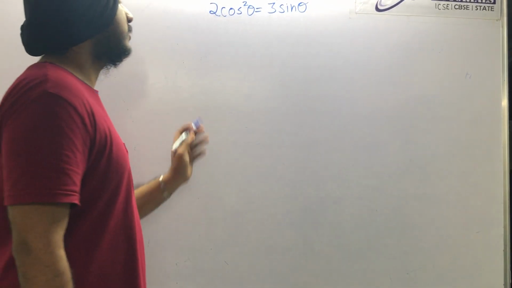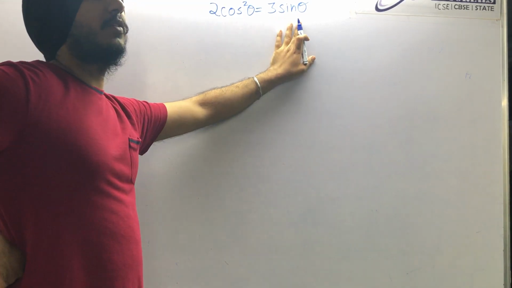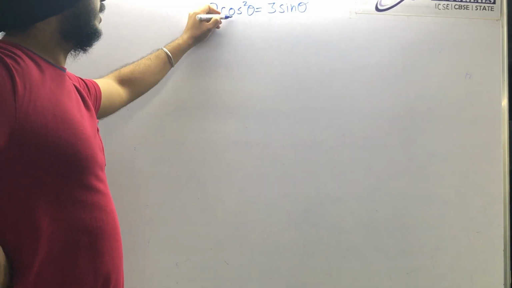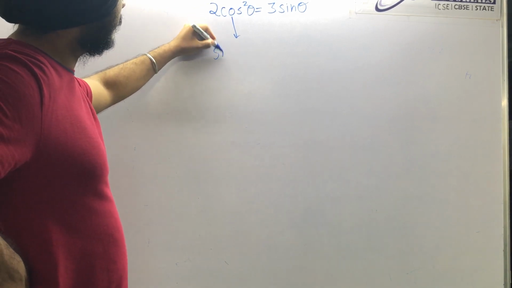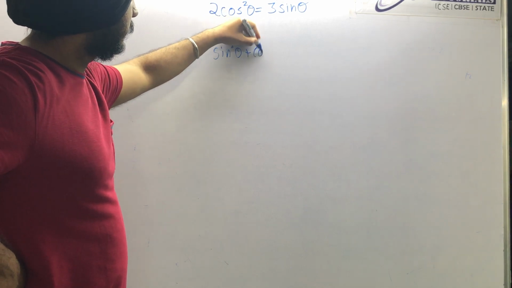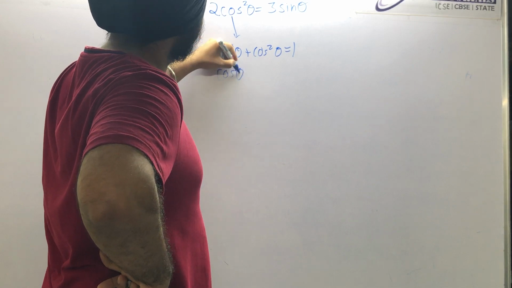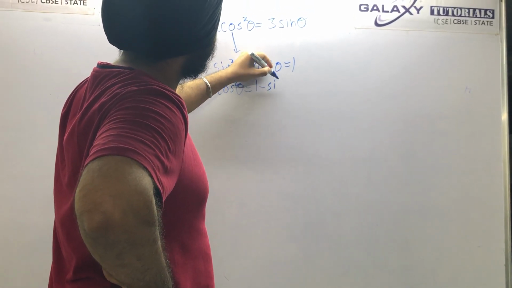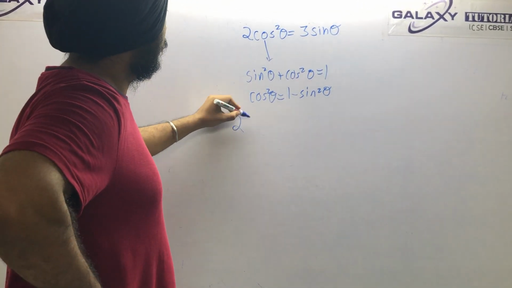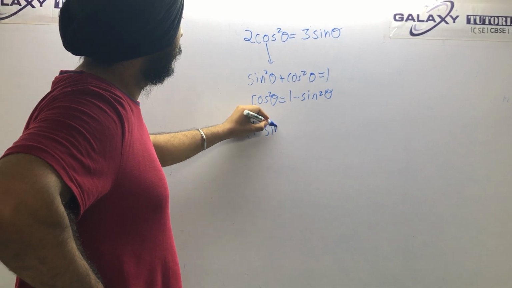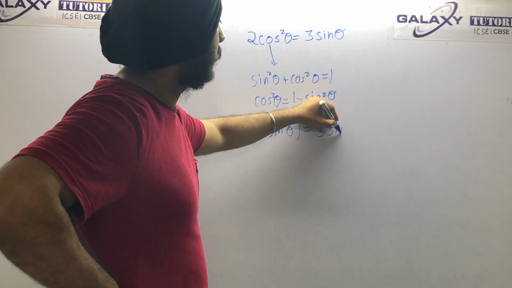Okay. So just to solve this equation, here it is cos square theta, here it is sin square theta. So what we can do is, we will convert this cos square theta into sin square theta. How will you convert? You know, sin square theta plus cos square theta is 1. So cos square theta is 1 minus sin square theta. Just substitute that here. 2 into 1 minus sin square theta is equal to 3 sin theta.